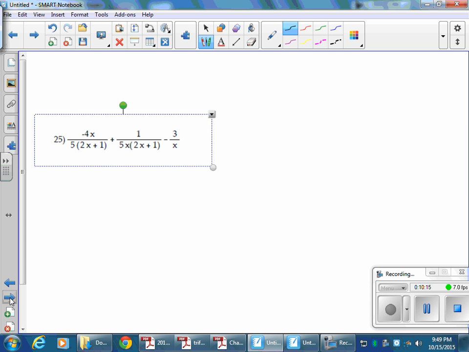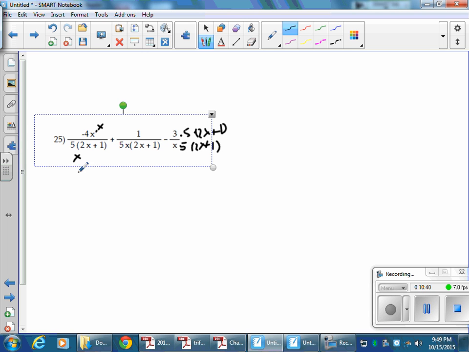All right, last problem. Okay, this one is over 5 and 2x plus 1. This is over 5x and 2x plus 1, and this is just over x. So it looks like I need an x here, so I'm going to do it on the bottom and the top. This one has everything, and this one needs a 5 and a 2x plus 1.